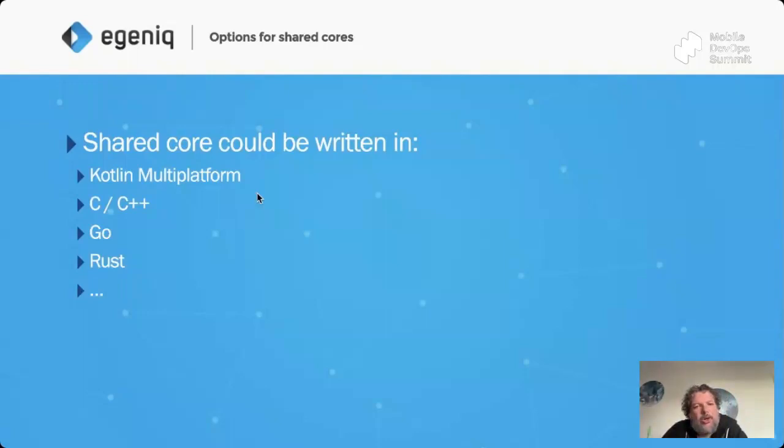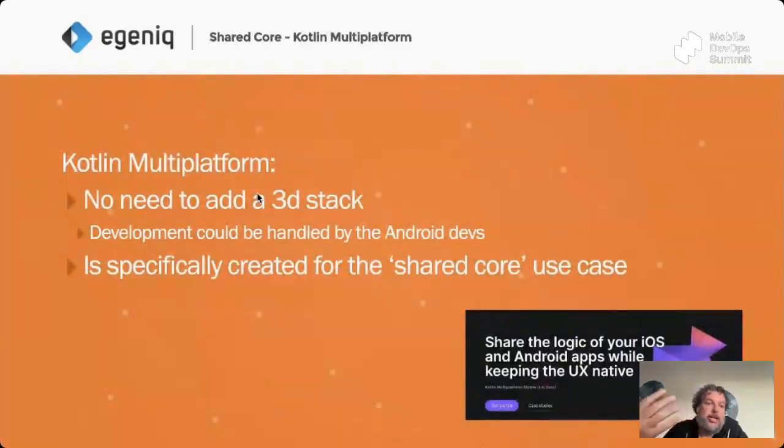If you look at Kotlin multi-platform for that shared core, the interesting thing is that you don't need to add a third stack. If you're introducing a third language to make that common core, there's a third language that you need to learn. Similar to how if you're using a cross-platform tool, you need to learn both the native platforms and that cross-platform tool. So it's kind of a disadvantage that you have a third stack.